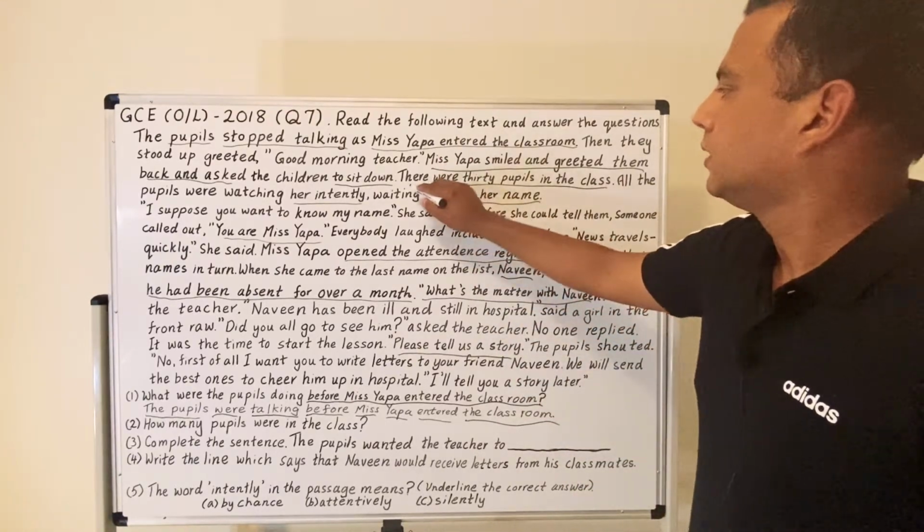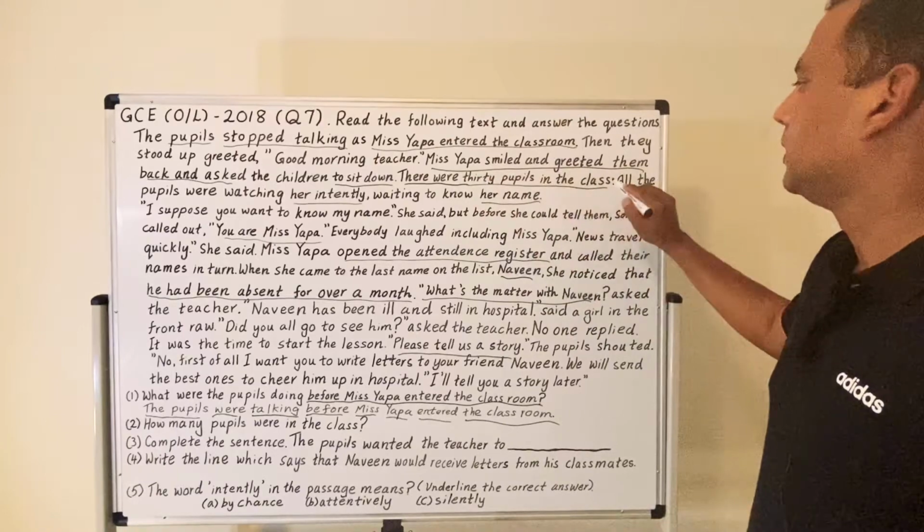So in the third line, if you look at, it says there were 30 pupils in the class.